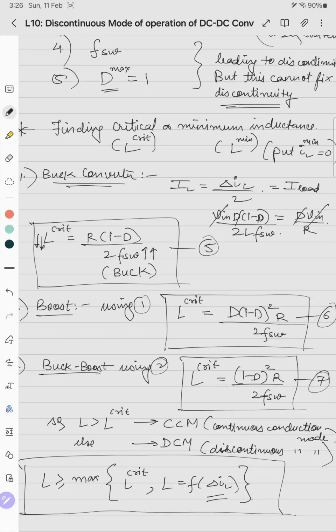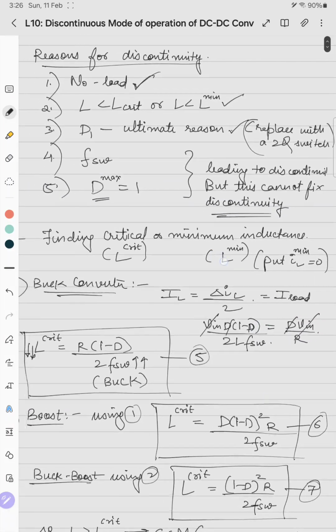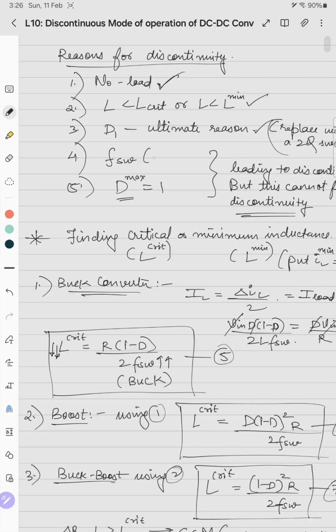Let's say initially we have some L critical and we have selected L somewhat greater than L critical. Now suddenly my operating switching frequency increases. Now for the same inductance which I have designed earlier, as L critical reduces, the new L critical may be less than my previously selected inductance. So if the switching frequency increases, the size of inductance requirement and the bulkiness can come down, but it can also result in discontinuity. So FSW has to be low. If switching frequency is increased, it results in discontinuity.